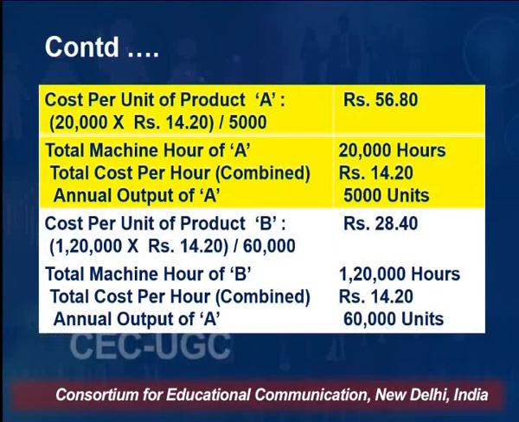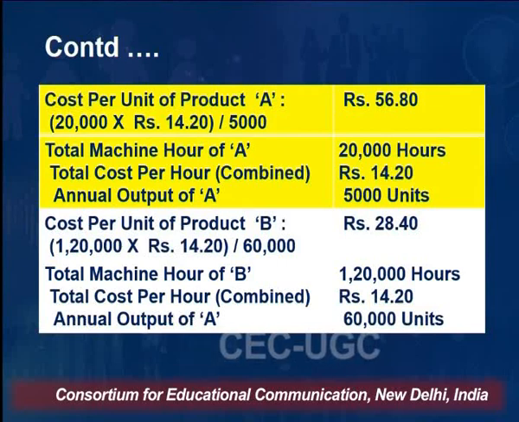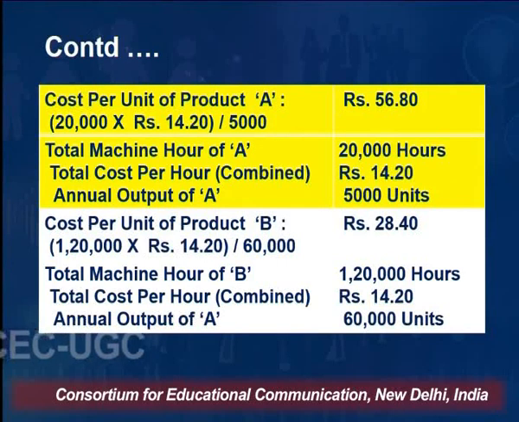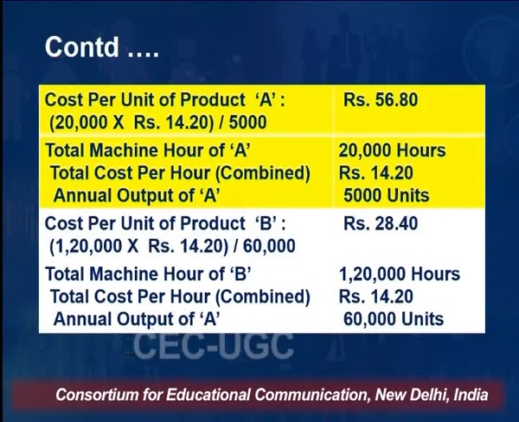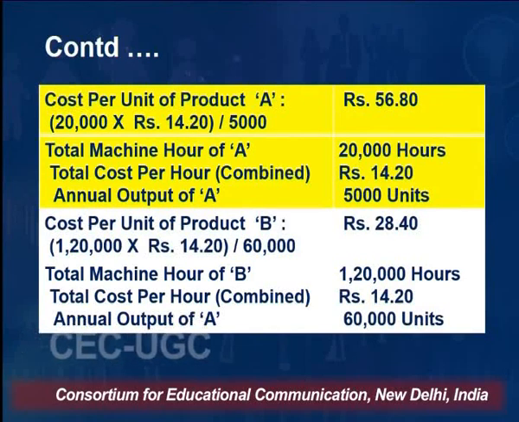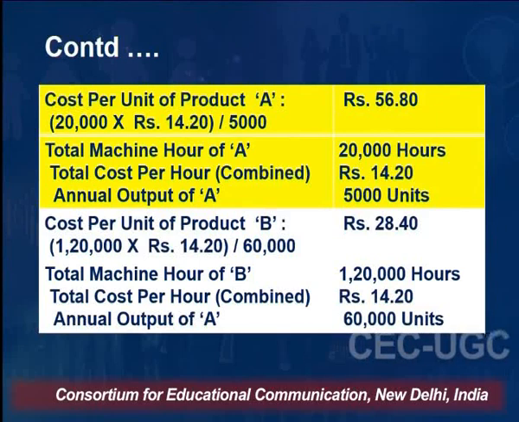The same process we shall follow for product B, and it gives me a value of rupees 28.40, right? So the process is the same. 1,20,000 is the total machine hours. It is multiplied by the combined cost of 14.20, and then divided by the 60,000 units you have produced, so the cost comes to rupees 28.40.